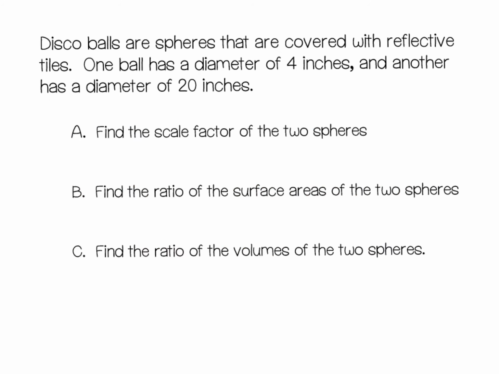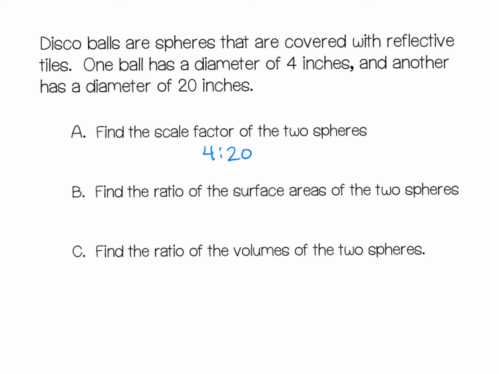Oh, I was wrong. We're going to do this first. Okay, so disco balls are spheres that are covered with reflective tiles. One ball has a diameter of 4 inches, another has a diameter of 20 inches. It says find the scale factor of the two spheres. So that's just going to be 4 to 20, the small to the large, right?